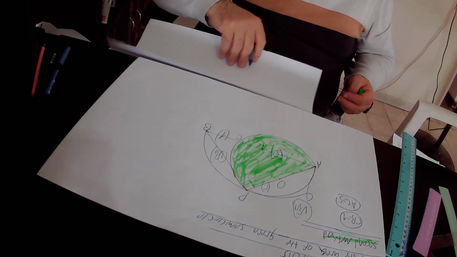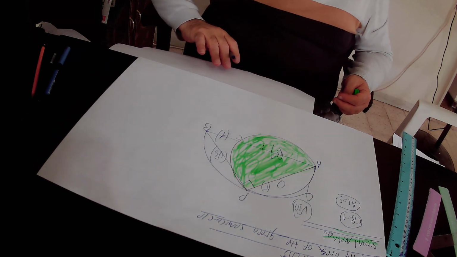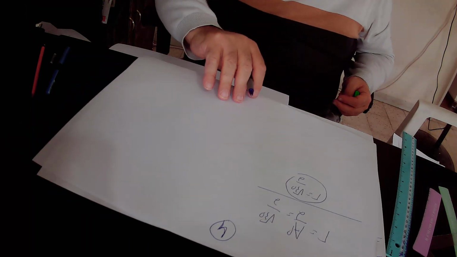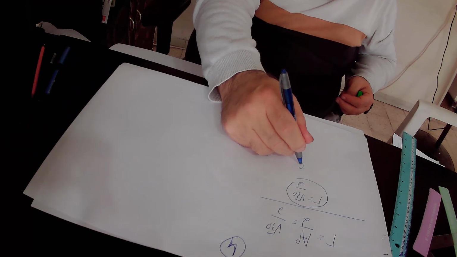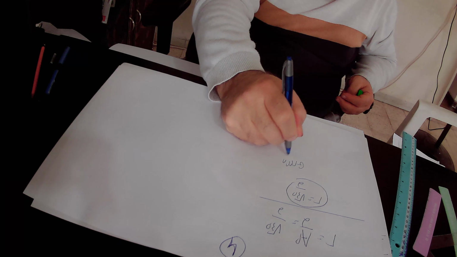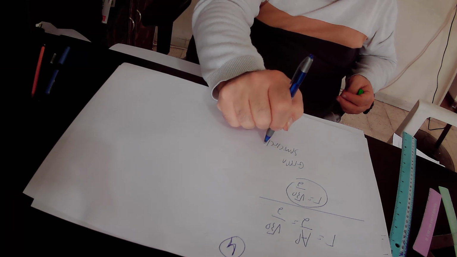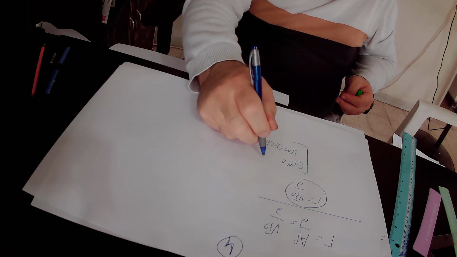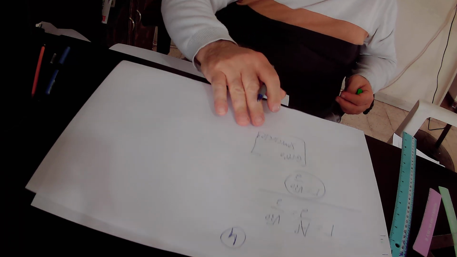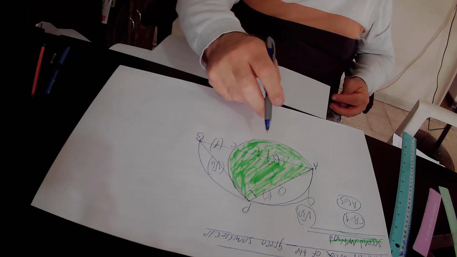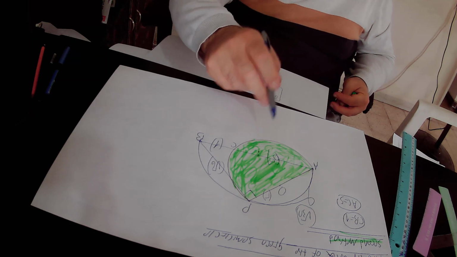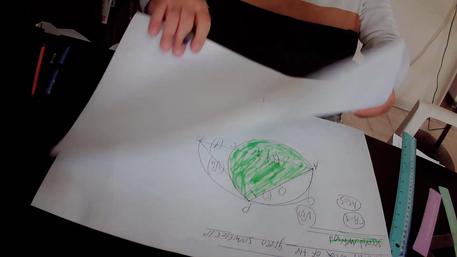Our mission is to find out the area of this green semicircle. So the area of the green semicircle is of course equal to pi r square over 2. So write it down.